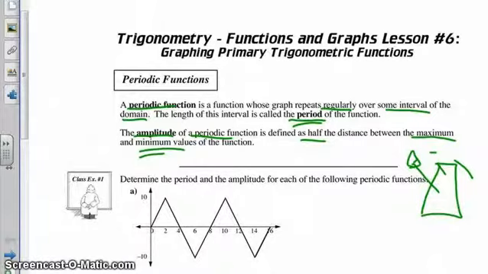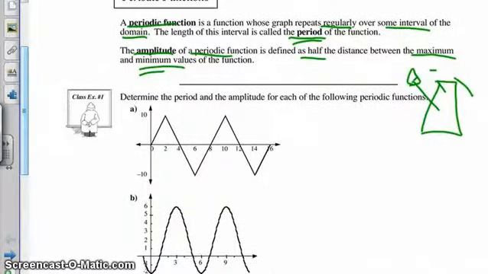So when we look at these two, take your time to decide what is the period and what is the amplitude. How long does it take to get back for the period? How long does it take to get back to its same spot? It starts at 0, and I'm back to the same place right here at 8. So the period of this graph is equal to 8.